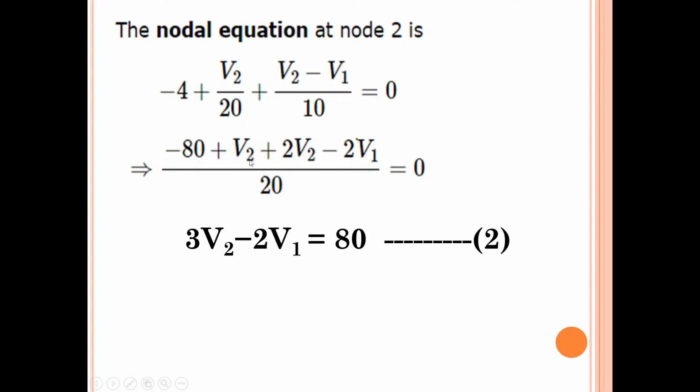So minus 80 plus V2 plus 2V2 minus 2V1 by 20 equal to 0. So just simplify this, this will become 3V2. The 20, you send it to the right side, it will become 0. So 3V2 minus 2V1 equal to 80. So consider it as equation number 2.